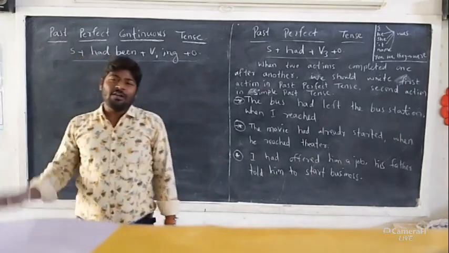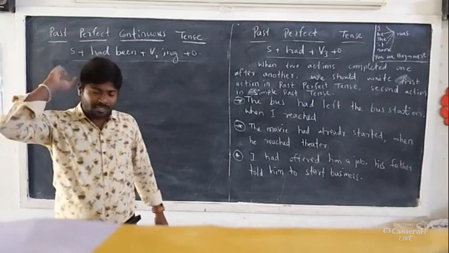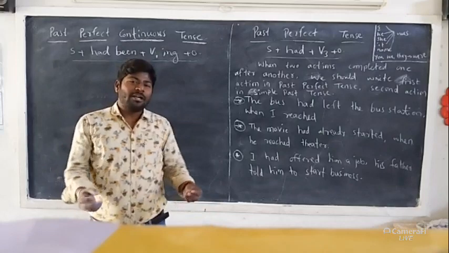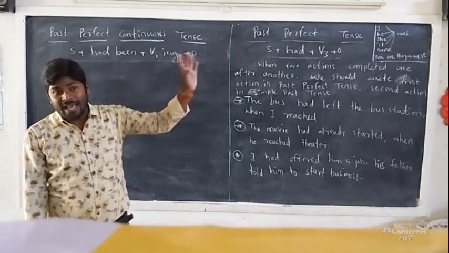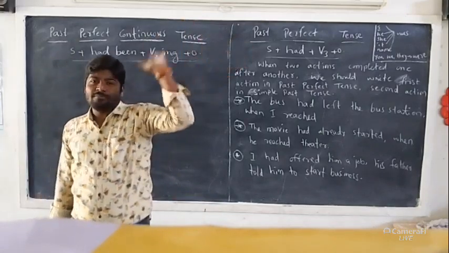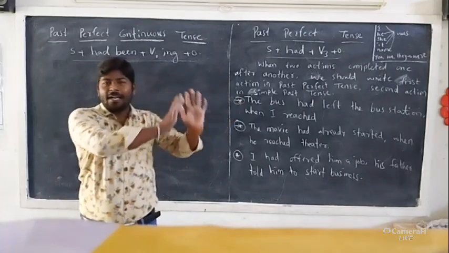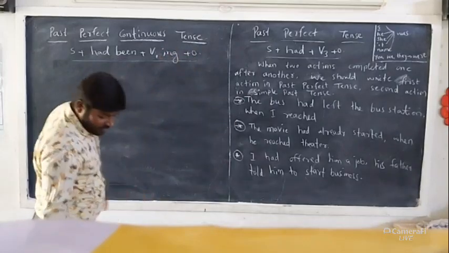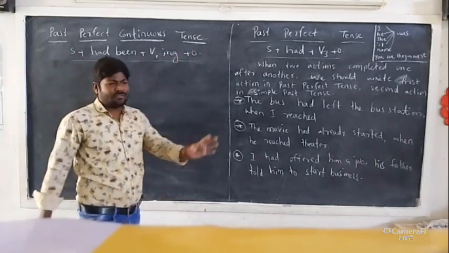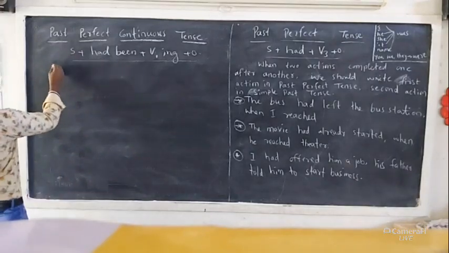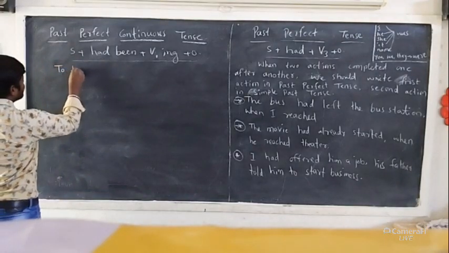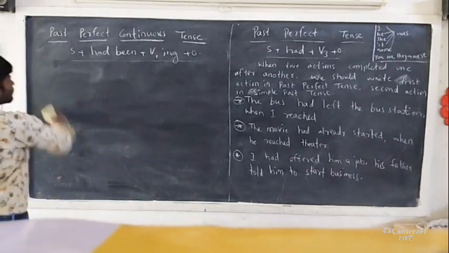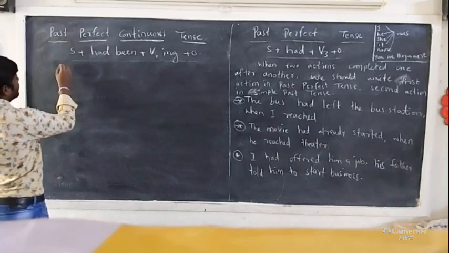Gandhiji had been struggling for freedom. Nearly 30 or 40 years he struggled for Indian independence. At last we got independence, complete, over. But the action continued for a long time. To talk about such long-term activities, we use past perfect continuous tense. Rarely we find these kinds of sentences.